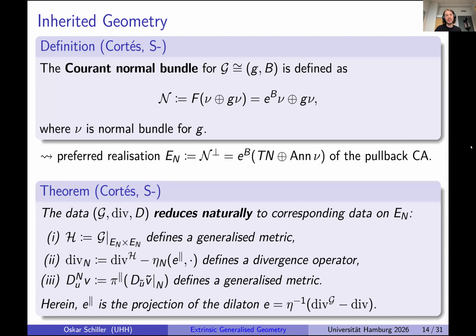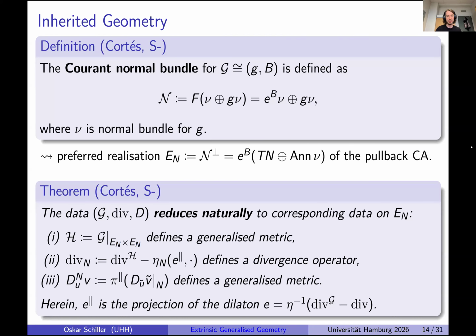Okay, and then you have a preferred realization of this bundle En that I explained to you before as the orthogonal complement with respect to the Courant normal bundle. And now we can define in a very straightforward way the inherited data, the data that En inherits. So you have this tuple: generalized metric, divergence operator, generalized connection on the ambient space. And then you can define an inherited generalized metric simply by restriction.